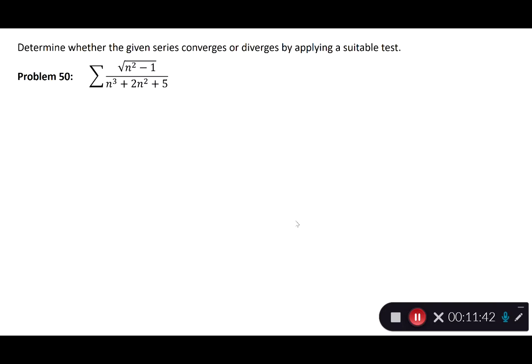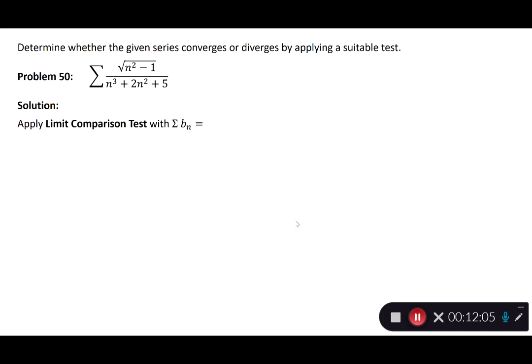Problem 50. Square root of n square minus 1 over n cube plus 2n square plus 5. I don't know about you, but I clearly see a radical and a polynomial. That's it. There's nothing else. So my suggestion is, again, let's apply one of these comparison tests.